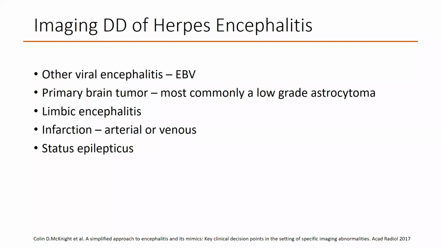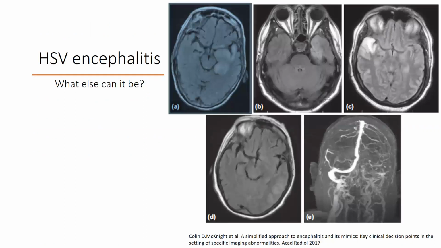What are the imaging differential diagnoses of herpes encephalitis? Other viral encephalitis like EBV, primary brain tumors, most commonly a low-grade astrocytoma, limbic encephalitis, which can again cause asymmetrical involvement of the medial temporal lobe, arterial or venous infarction, and even after status epilepticus you can have involvement of the medial temporal lobe, and this may mimic herpes simplex virus encephalitis. So here you have some imaging differential diagnoses of herpes encephalitis. Tell me what the possible diagnoses are in these situations.